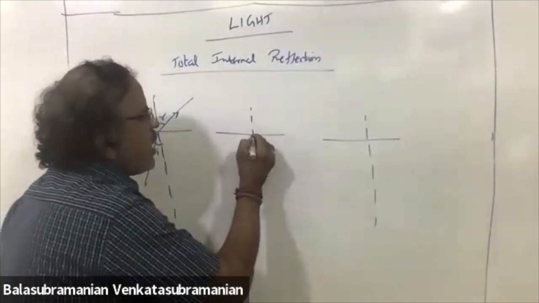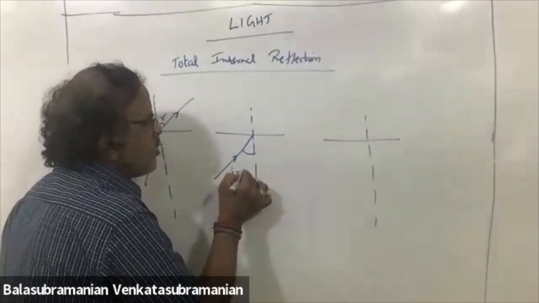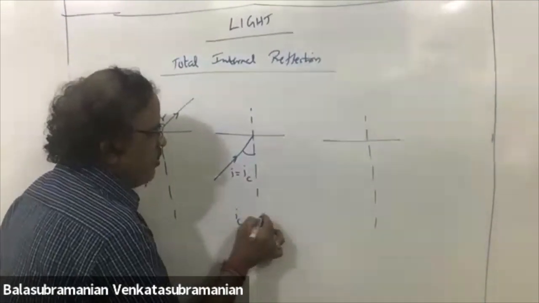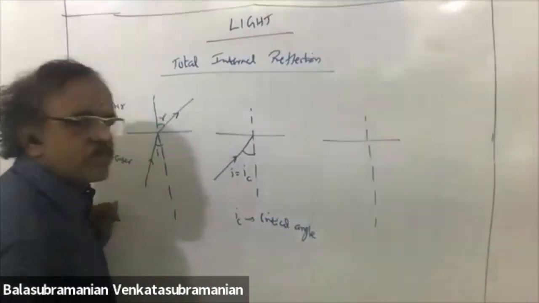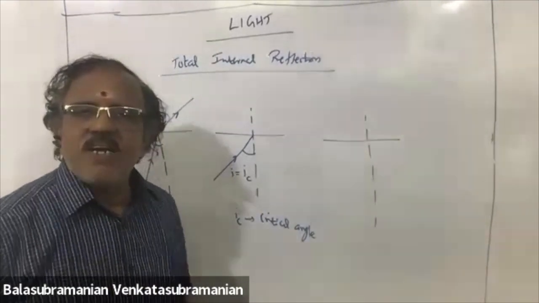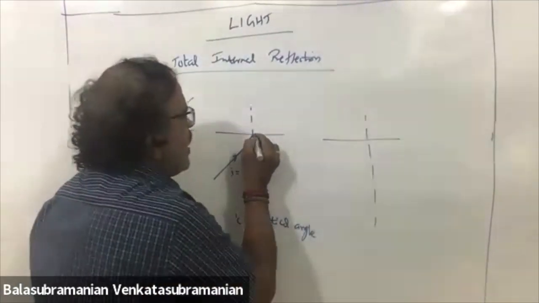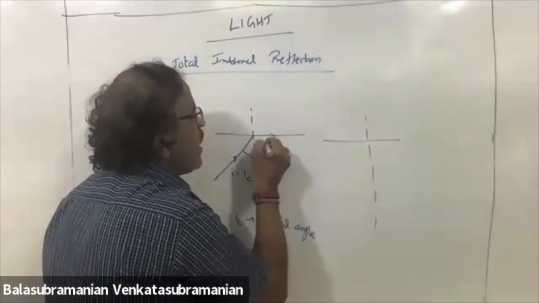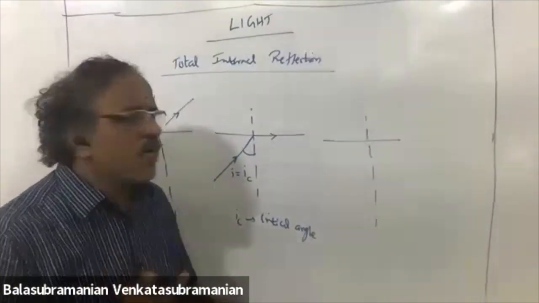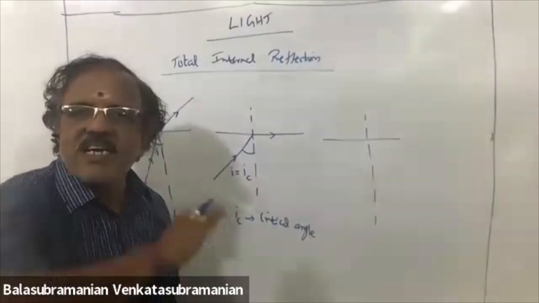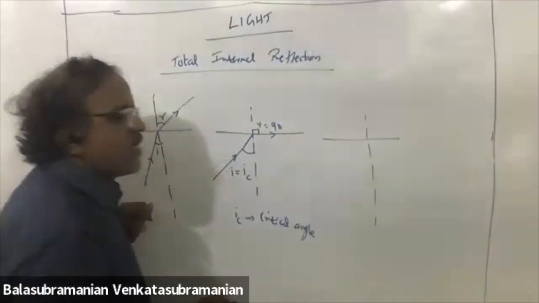Now you increase the angle of incidence. I is equal to IC. IC we call the critical angle. When the light is incident at the critical angle, the entire refracted light grazes the surface. It will not go to the other medium, the rarer medium. It grazes the surface. That means R is equal to 90 degrees here.